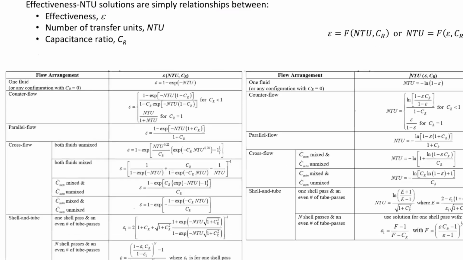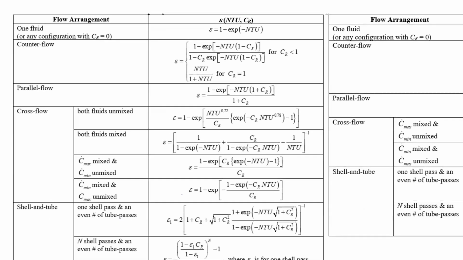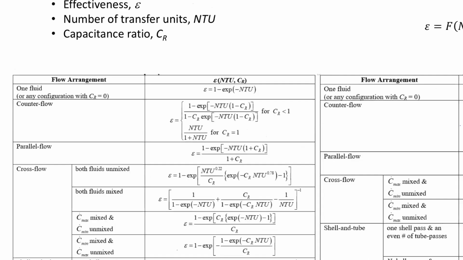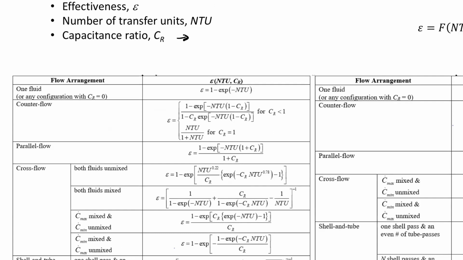If you have a given flow arrangement, say a counterflow, which we just did here, you can express effectiveness in terms of the NTU and something called the capacitance ratio. The capacitance ratio is defined as C dot min divided by C dot max. Remember, you have two capacitance rates, C dot C and C dot H. You take the minimum of those two and divide it by the maximum, and that gives you the capacitance ratio.